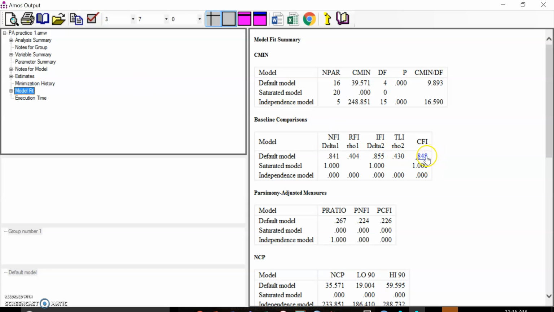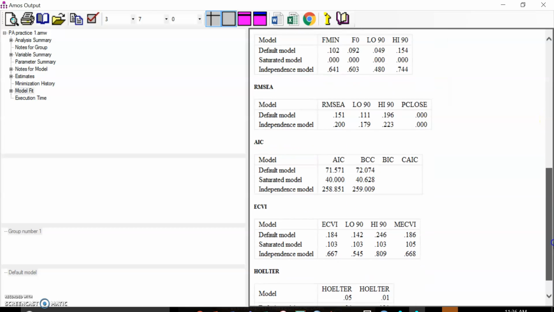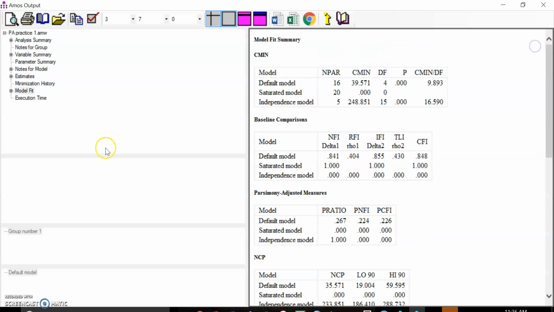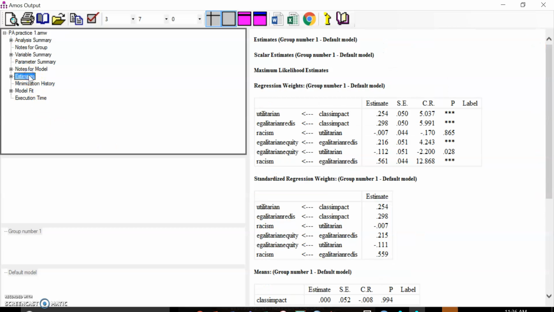CFI is not above a 0.9. It's close, it's not awful. When we scroll down to our RMSEA, really not good. Ideally, this would be below a 0.08. So the data doesn't fit the model very well. But let's look at the estimates.